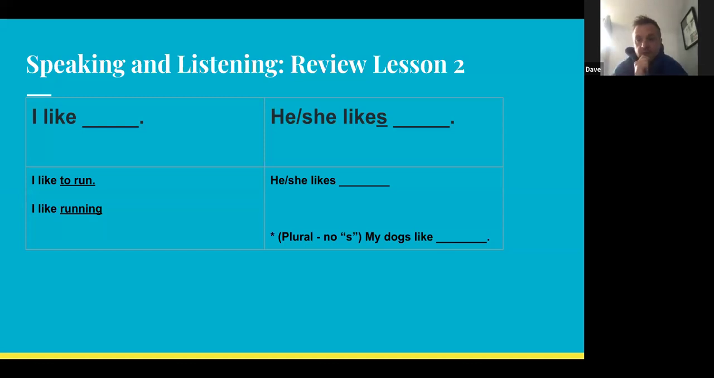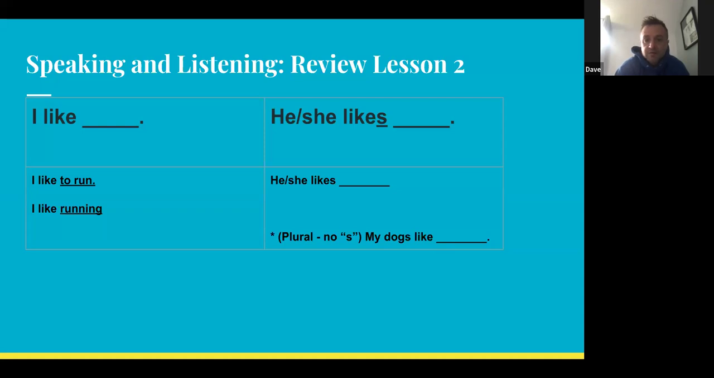Now the third person, remember he, hombre, she, mujer. Okay. He likes or she likes. And I underline, likes ends with an S. He likes, she likes. Okay. And the same rules apply. He likes running. He likes swimming. He likes cleaning. Or she likes to run. She likes to swim. She likes to clean. I think those were the ones I used. All right.